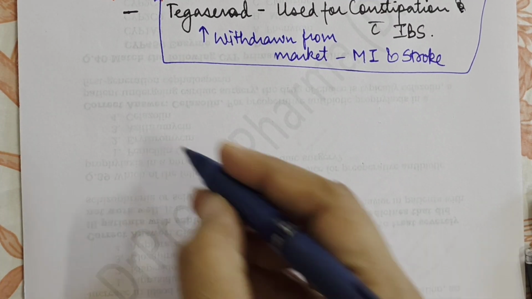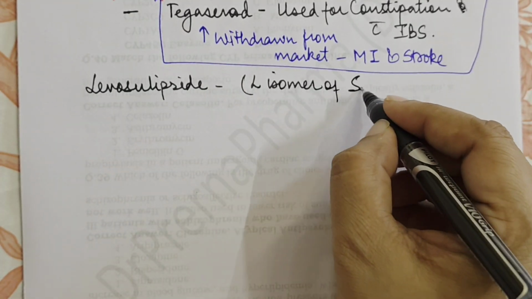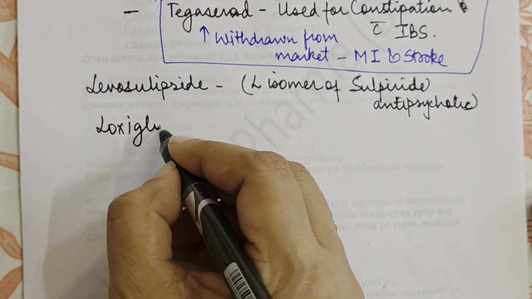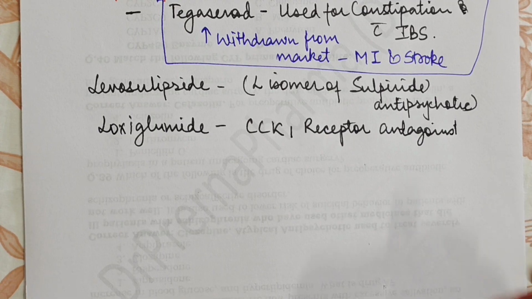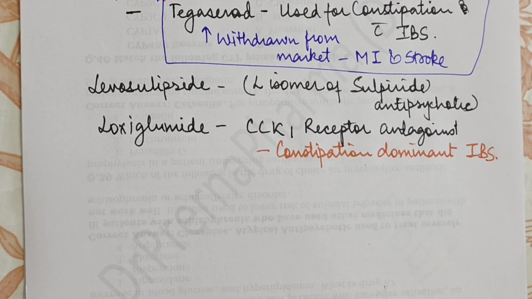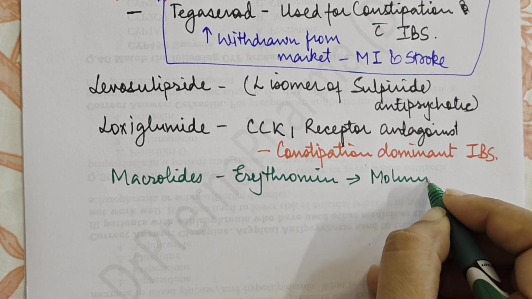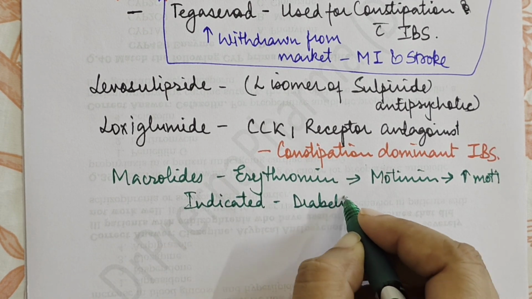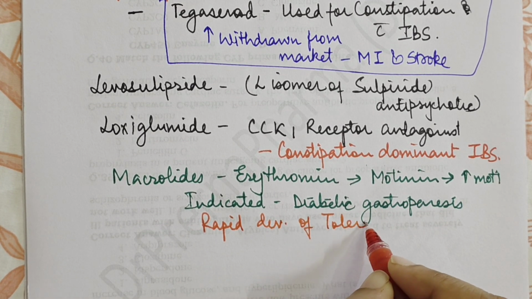Then some other drugs also cause prokinesis, and in that we have one drug called levosulpiride. This is actually an L isomer of sulpiride, which is an antipsychotic drug, and it is also said to have prokinetic action. Then another drug is loxiglumide, which is a CCK1 receptor antagonist. This drug is basically used in constipation dominant IBS, irritable bowel syndrome. Then we also know that macrolides, which are antibiotics like erythromycin, stimulate the motilin receptor, and so they also increase the motility. They are mainly indicated in diabetic gastroparesis, right? But there is very rapid development of tolerance, so they are not very successful here. So these were the prokinetic agents.